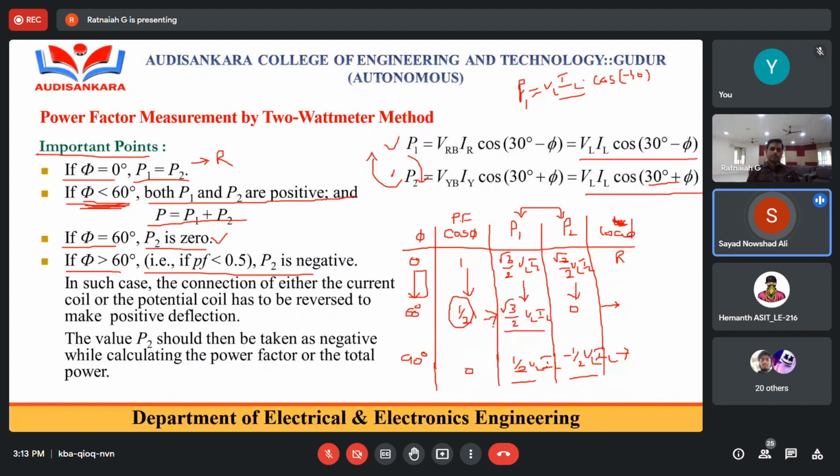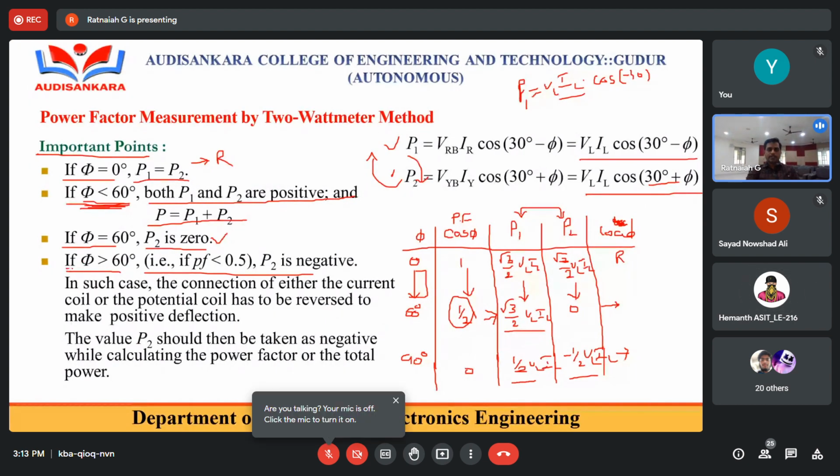So one is positive, another is 0, sir. Right, only one wattmeter is showing a reading, and the other wattmeter reading should always be 0, at 0.5 power factor only. For less than 0.5 power factor, one wattmeter reading is there and the other wattmeter reading is slightly decreasing. Okay, right. I hope you understand the concept.